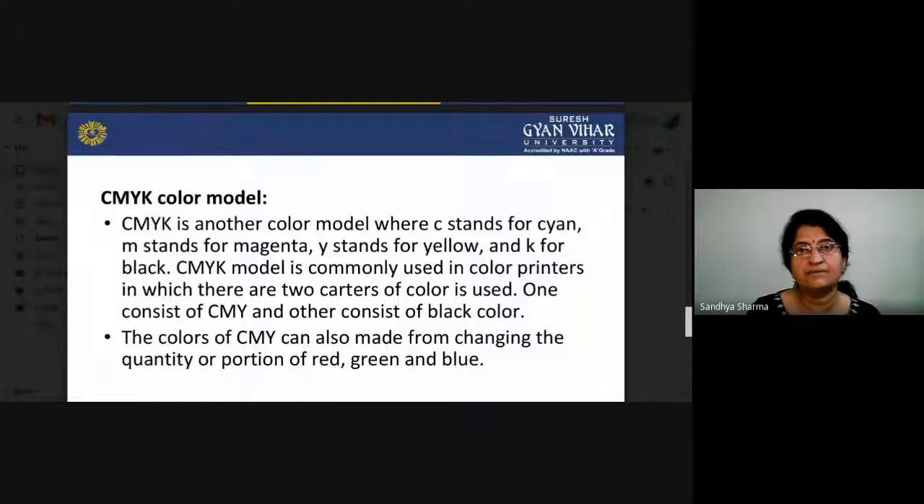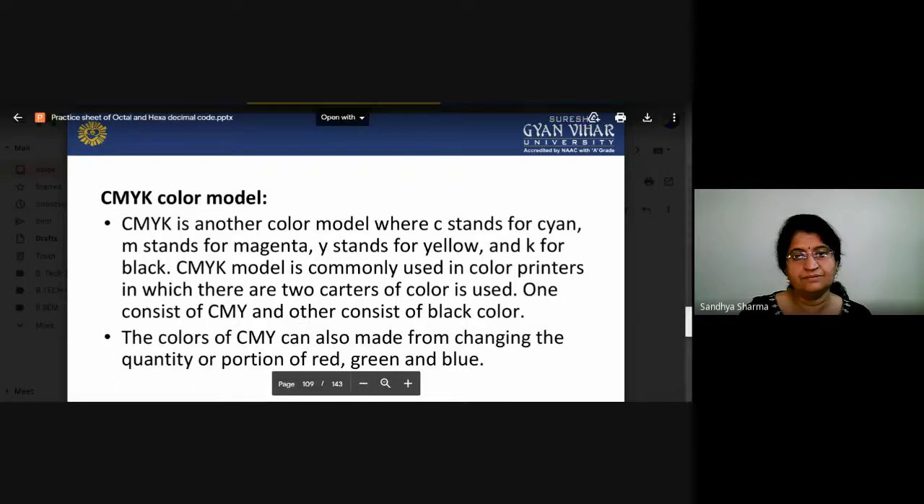You have also seen in our additive mixing of colors how we can generate, by mixing RGB, the three primary colors, the secondary colors, CMY. These are the secondary colors of our RGB.